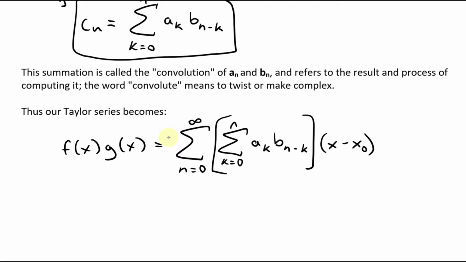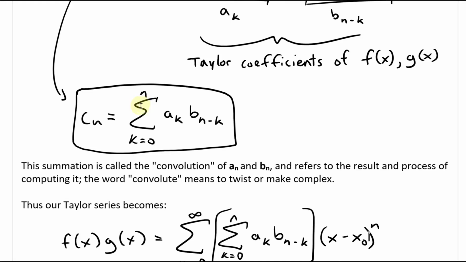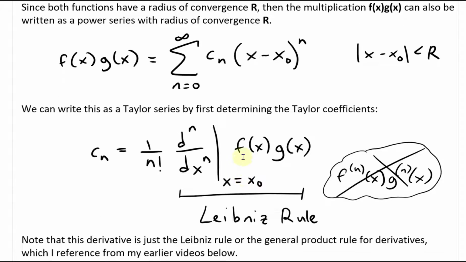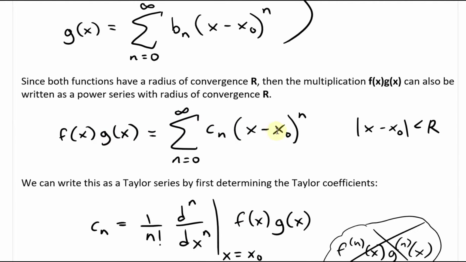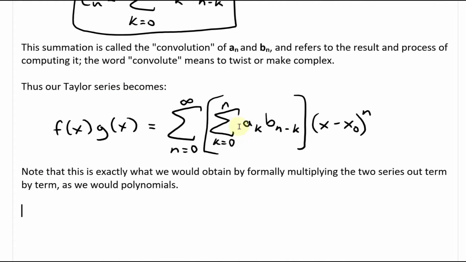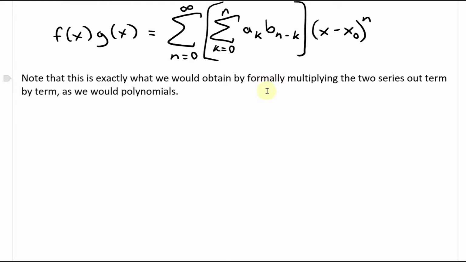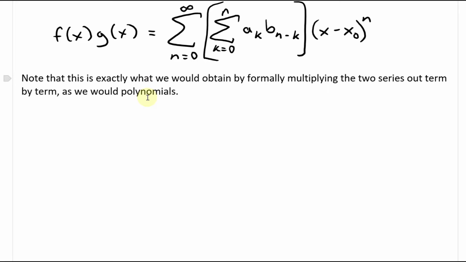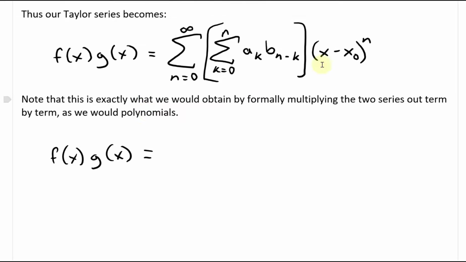Let's double check this as well. This is our convolution formula: the Cn becomes this, and our other formula, the series, is f of x times g of x equals this, times (x minus x naught) to the power of n. Note that this result is exactly what we would obtain by formally multiplying the two series out term by term, as we would polynomials. If we took the original product f of x times g of x and multiplied them out like polynomials, we would get this exact result. I'll do this brute force just to show you.